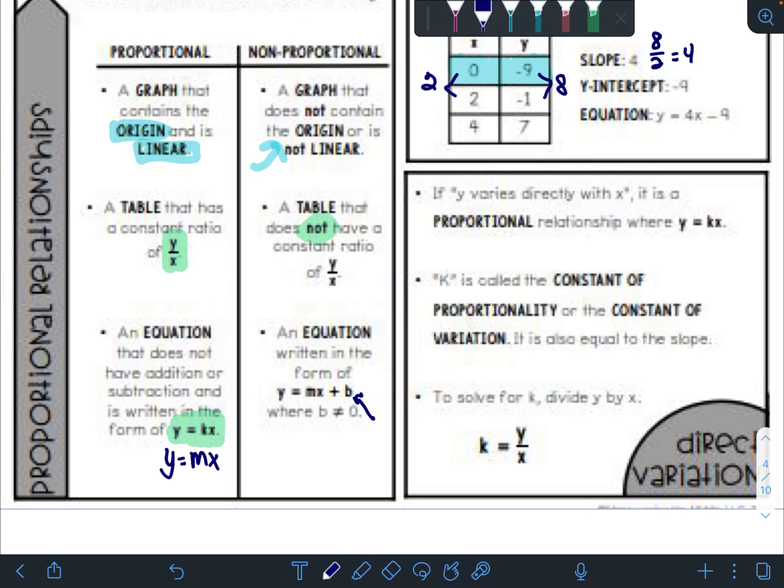So to solve for k, you can divide y divided by x, and that will tell you what your constant of proportionality is. That's really not anything too much that you have to worry about. We're not going to quiz you over it, but it is something just to show you.